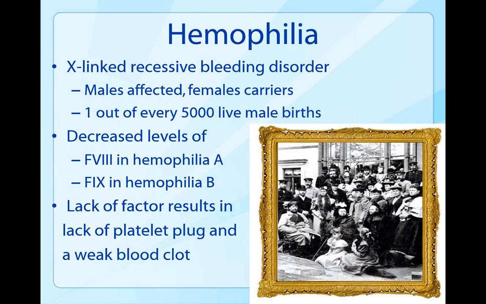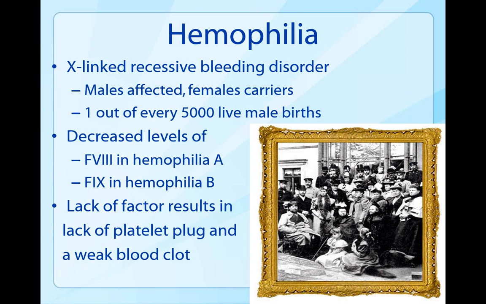So hemophilia is a congenital disorder that results when there's a mutation in one of the genes that codes for one of the two coagulation proteins, either factor VIII or factor IX, that's involved in normal blood clotting. The deficiency of these proteins results in the lack of a strong platelet plug, and the result is a weak blood clot that does not stop bleeding.